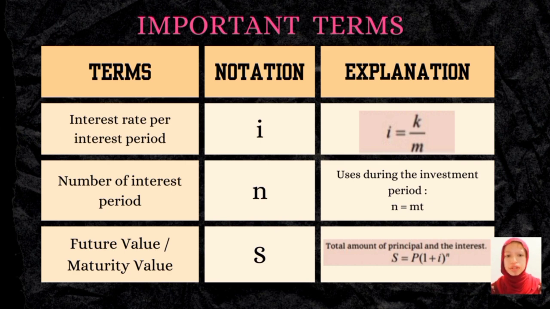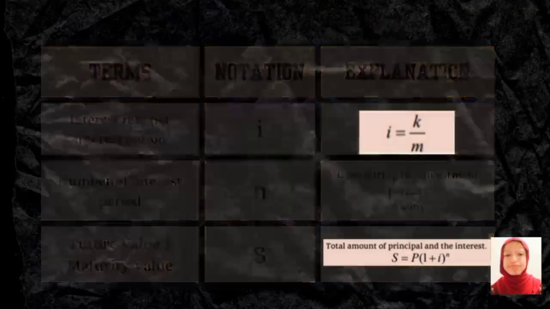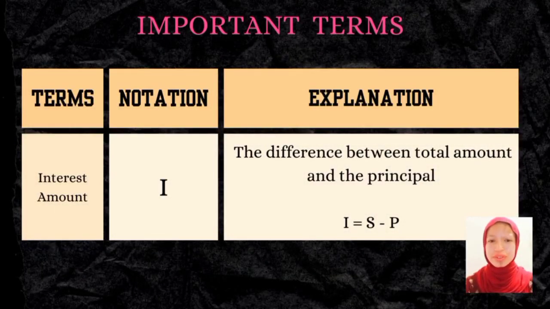Fifthly, we have future value or maturity value, which means S. S is total amount of principal and the interest. S equal to P brackets 1 plus i the power of n. Lastly, we have interest amount, which means I. I is the difference between total amount and the principal. I equal to S minus P.